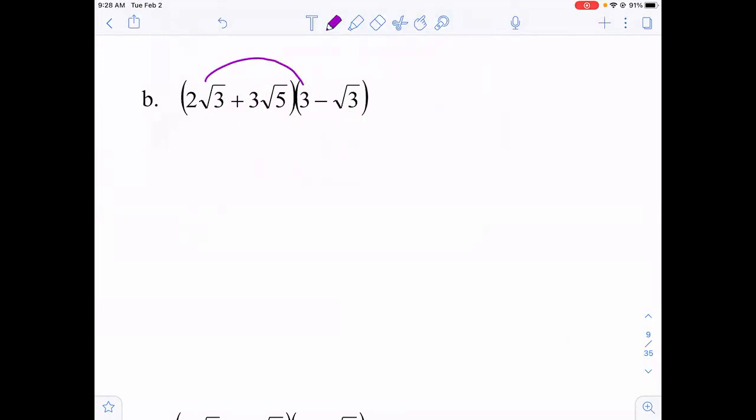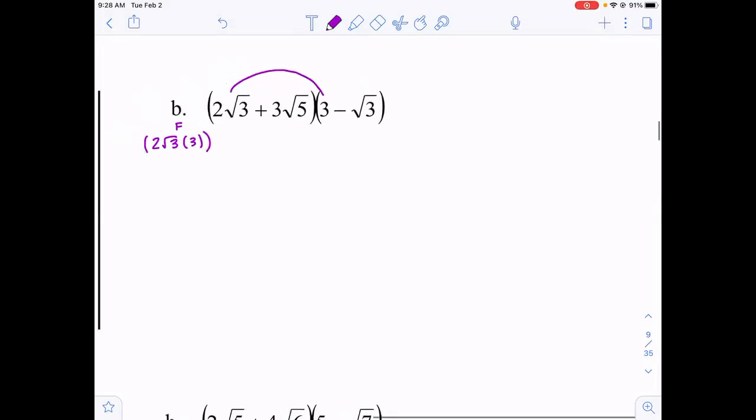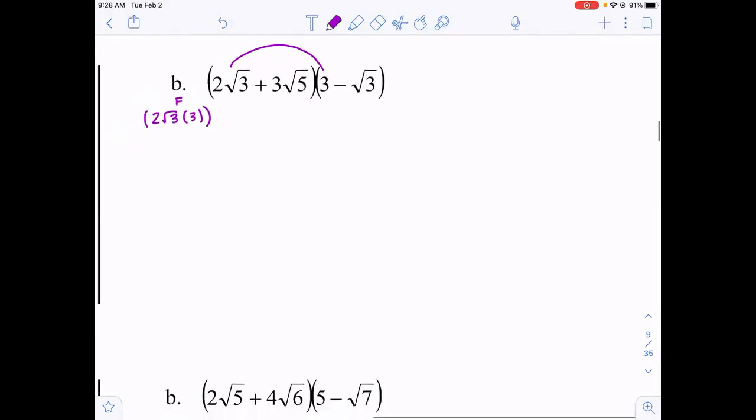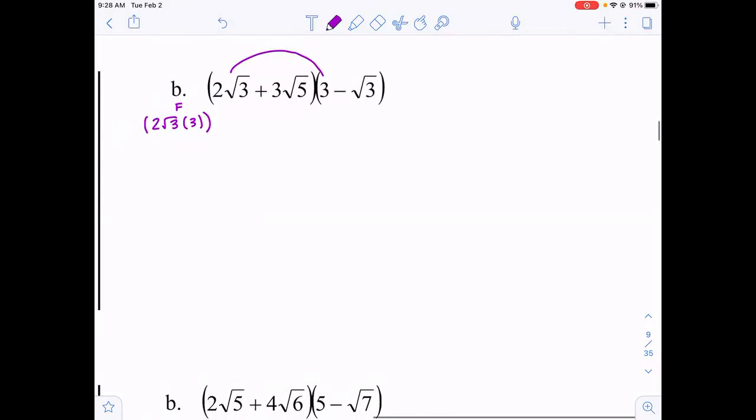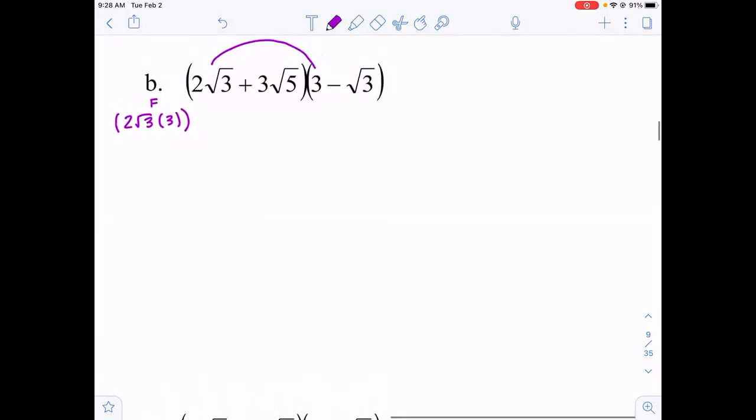So for this first example, I'm going to write out every single step. I know that once you guys do this, you're probably just going to be like, oh, I'm going to multiply those two together. But bear with me here. I'm going to write out all the steps so you can see it. So the first one is my 2 root 3 times 3. That's my F for my foil. All right, so I did my first.